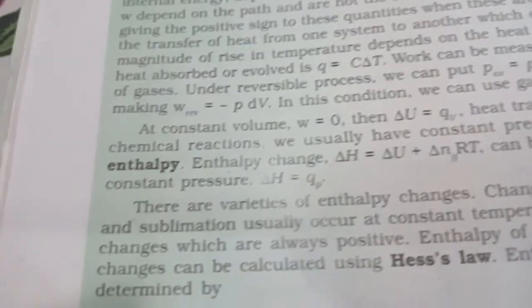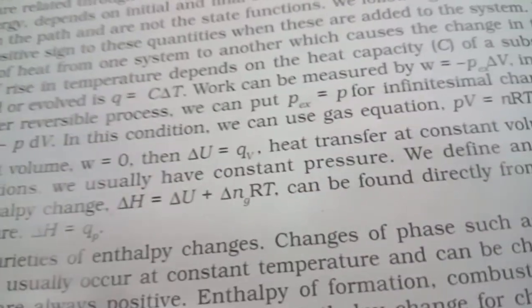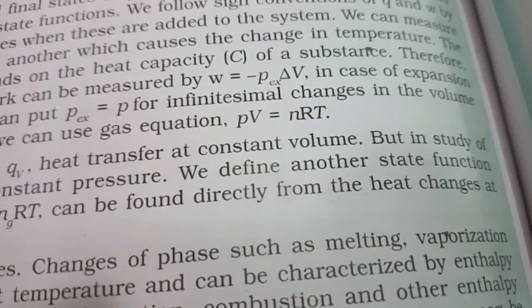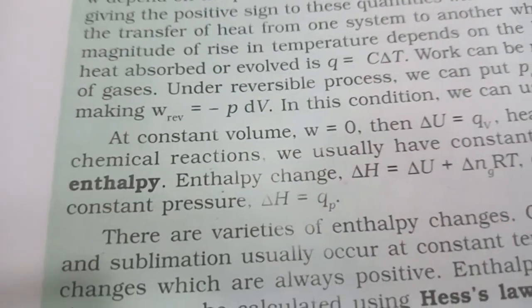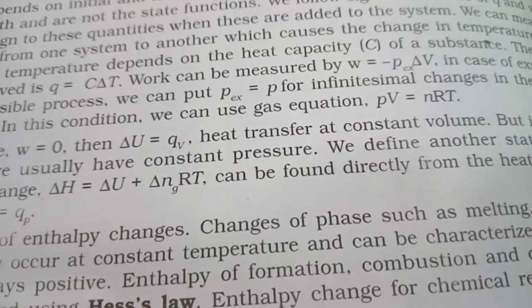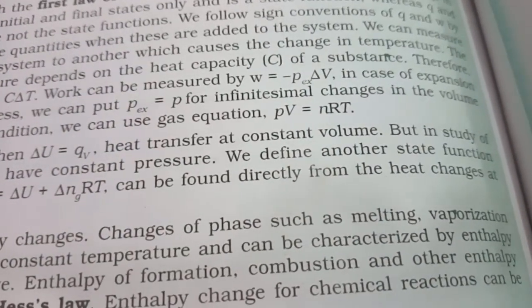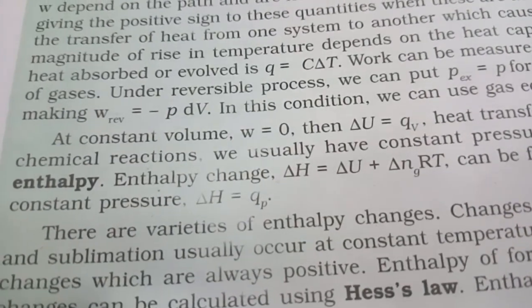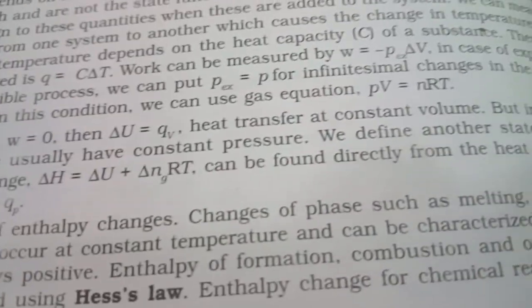Therefore, heat absorbed or evolved is Q is equal to C delta T. Work can be measured by W is equal to minus P delta V in case of expansion of gases. Under reversible process, we can put P external is equal to P for infinitesimal changes in the volume, making W reversible is equal to minus P dV. In this condition, we can use gas equation PV is equal to nRT.